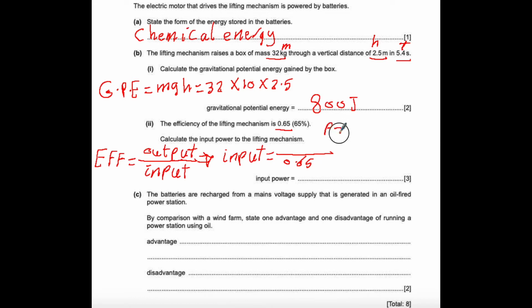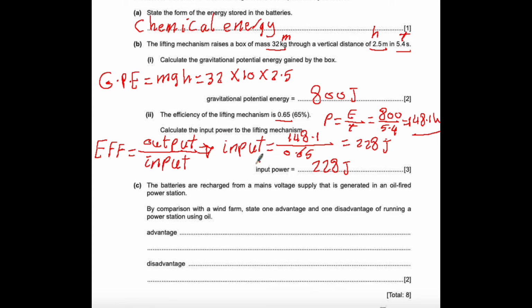From the law, power equal energy divided by what? Divided by time. So energy, we got it in the last question, B I, equal 800 divided by time, which is 5.4 seconds. It will produce 148.1 watt. Right. So I'll put here 148.1 and it will produce 228 joule. So this is the final answer, 228 joule. Okay.